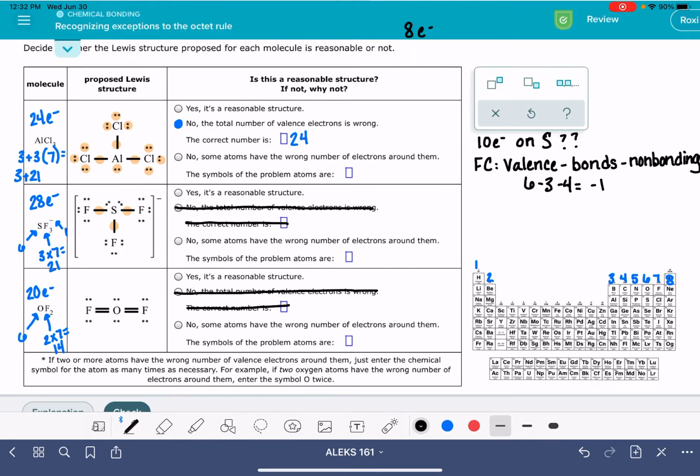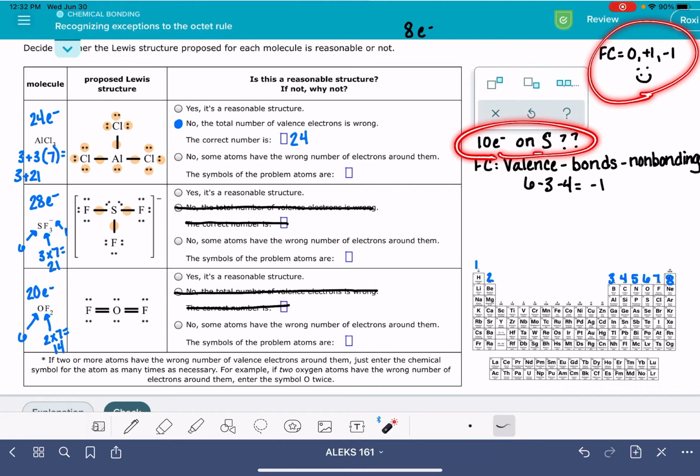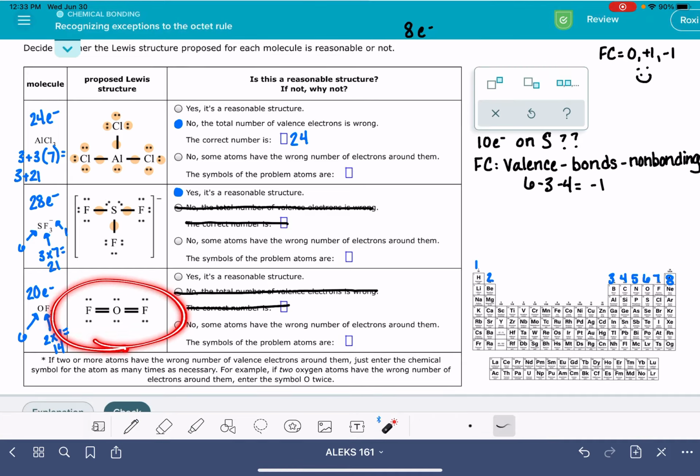which gives it a formal charge of -1. If we have formal charges of 0, +1, or -1, those are good formal charges. They're perfectly acceptable. So the combination of having a good formal charge and having a large atom like sulfur that's able to hold extra electrons, those two things together tell us that yes, this is a reasonable structure. It's okay. Let's practice that again down here on this molecule.